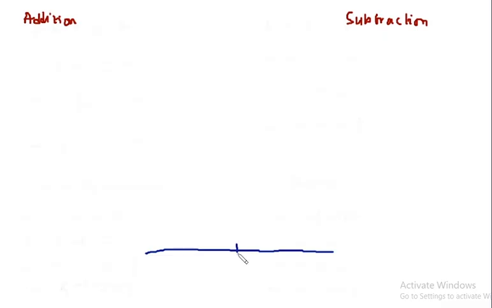So my number line, this is my 0, this is my 1, this is my 2, and then this is my -1, -2. And there are other numbers to the left of here, and there are other numbers to the right of here.